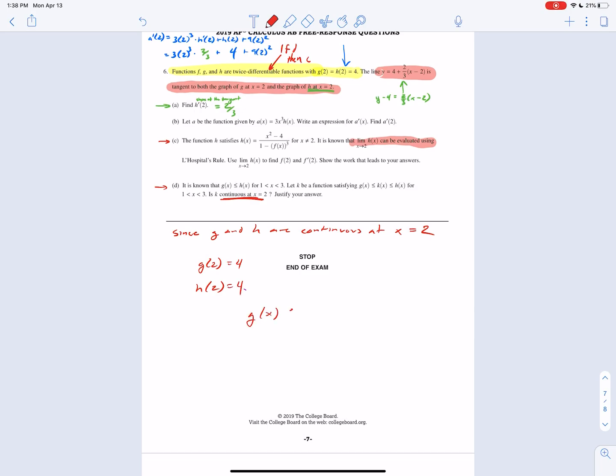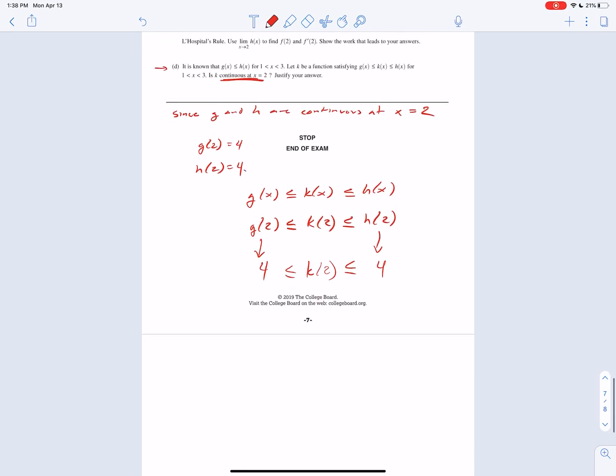Since g of x is less than or equal to k of x is less than or equal to h of x, okay? G of 2 and h of 2 have to come out to 4. So is k of 2 defined as well, right? If k of 2 has to be greater than or equal to 4 but less than or equal to 4, there's really only one option that it has. K of 2 has to be 4.